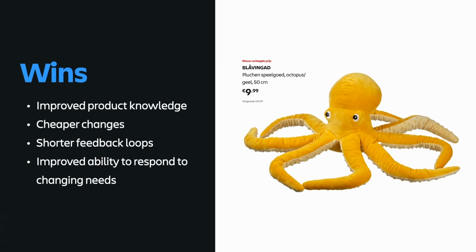So this is what we ended up with, right? We have much improved product knowledge in the team because not one person is aware of it. Now 5 to 6 people are aware of it. Changes are cheaper, we can change our mind quite often, we have shorter feedback loops, and it has improved our ability to respond to changing needs in the organization accordingly.